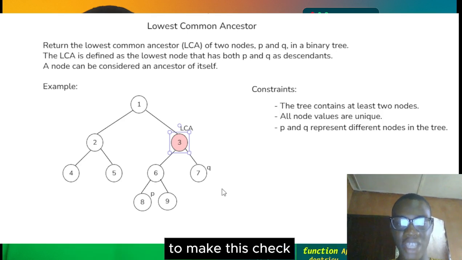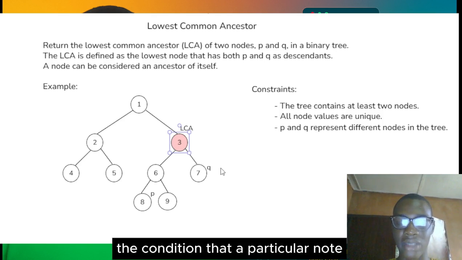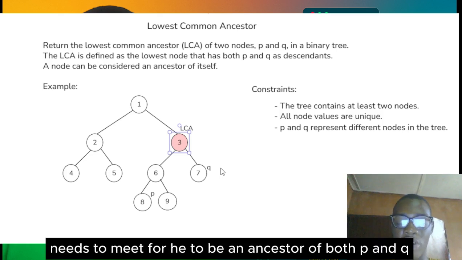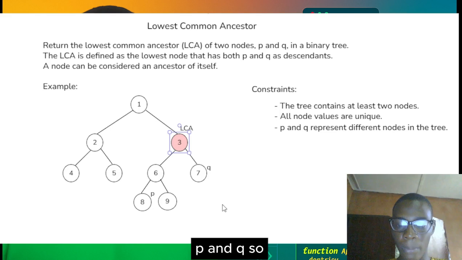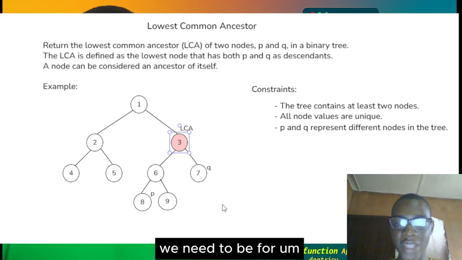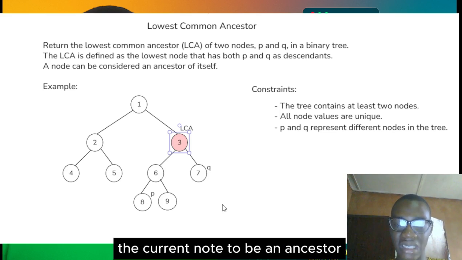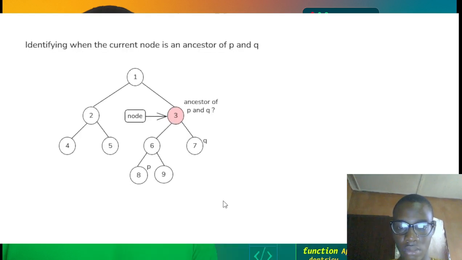To make this evaluation, it is crucial that we know the condition that a particular node needs to meet for it to be an ancestor of both P and Q. That is, for it to be the lowest common ancestor of the nodes P and Q. So let's start by discussing where P and Q will need to be for the current node to be a lowest common ancestor of those P and Q.